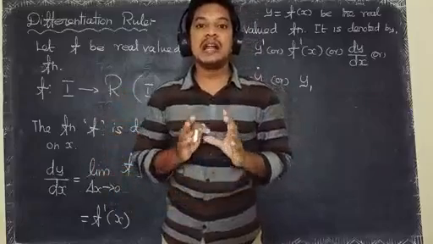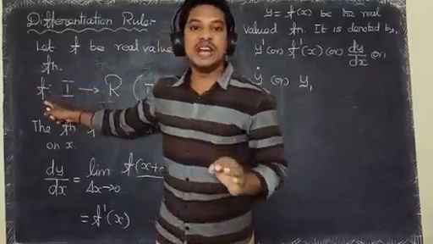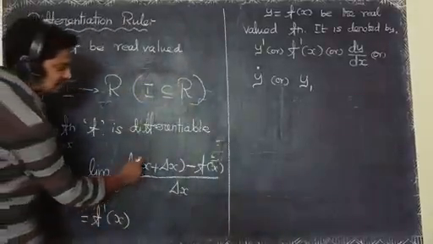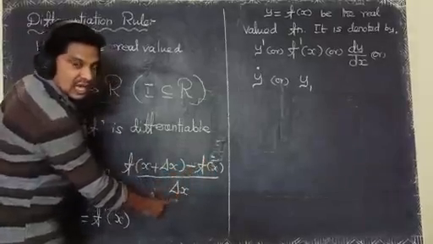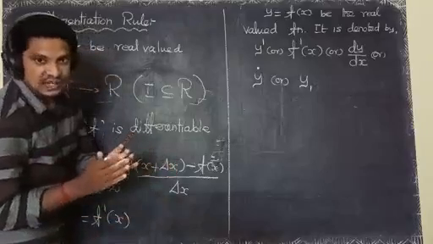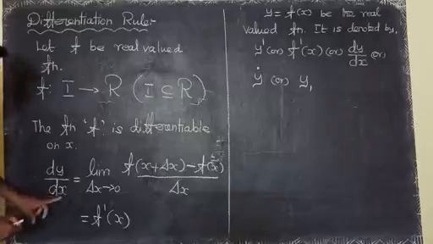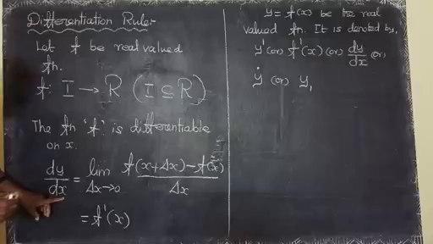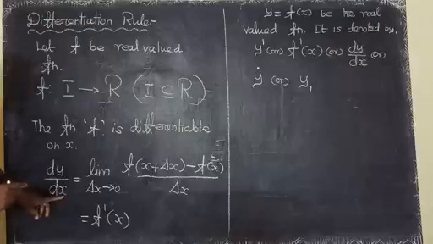The function f is said to be differentiable when the limit as del x approaches 0 of f of x plus del x minus f of x, divided by del x, exists. This is called the differentiation, or dy by dx. Here x is the independent variable and y is the dependent variable. It means differentiation with respect to x one time.